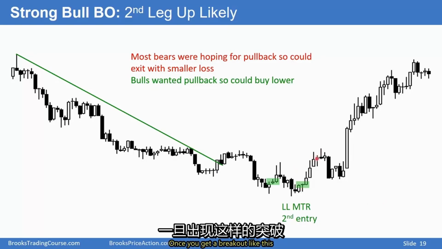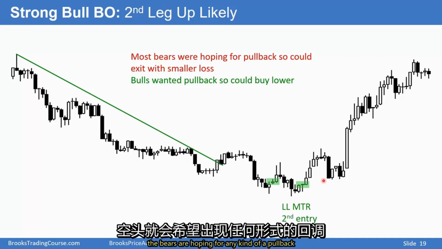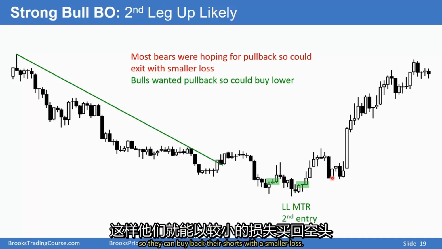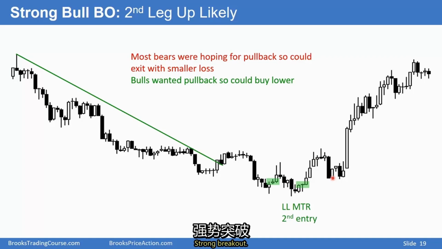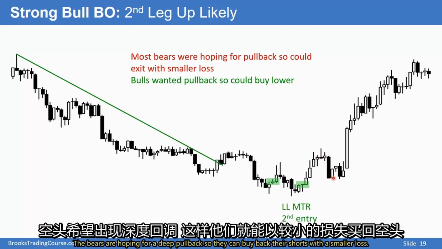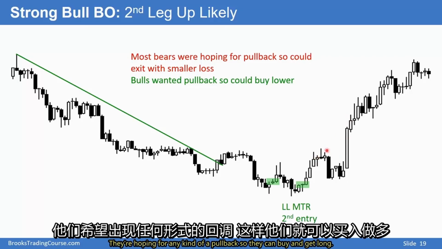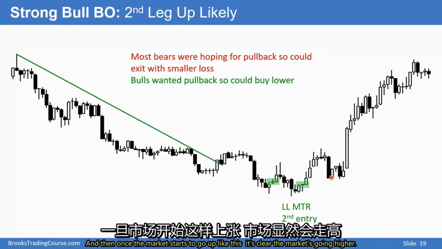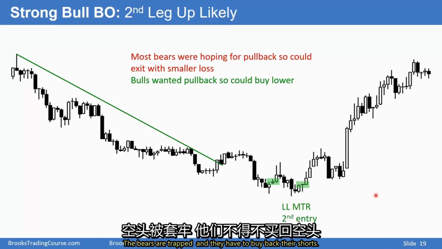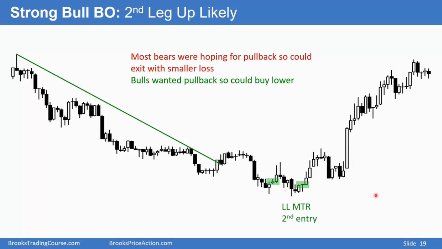Once you get a breakout like this, the bears are hoping for any kind of a pullback so they can buy back their shorts with a smaller loss. Strong breakout. The bears are hoping for a deep pullback so they can buy back their shorts with a smaller loss. And the bulls, once they see this, they believe the market's going higher. They're hoping for any kind of a pullback so they can buy and get long. They're expecting a second leg up. And then once the market starts to go up like this, it's clear the market's going higher. The bears are trapped and they have to buy back their shorts.